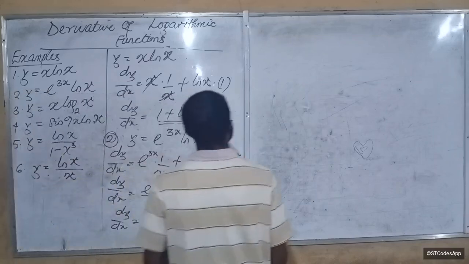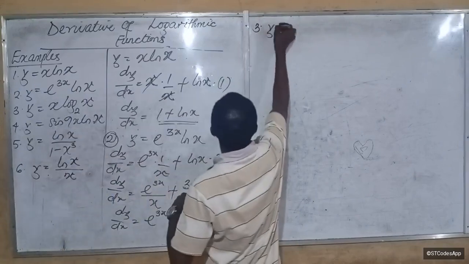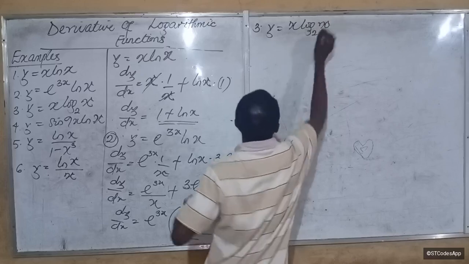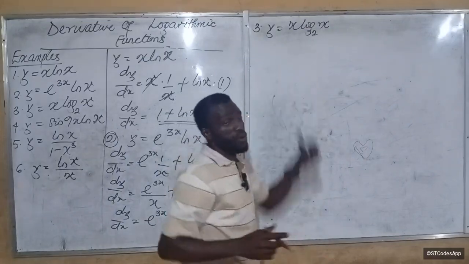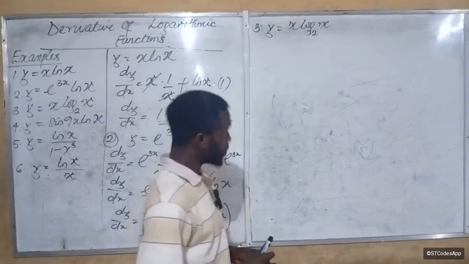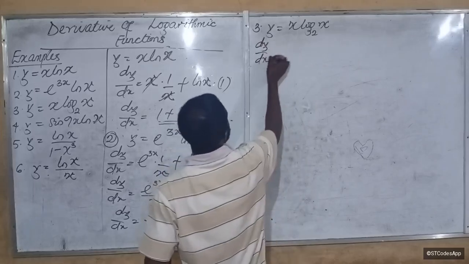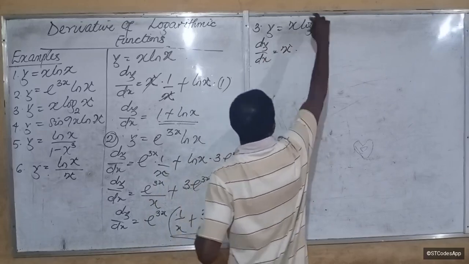Then number 3 is y equals x times log to base 2 of x. Now we don't have a natural log here, we have log to a particular base. So dy dx will be equal to, we hold this x and we differentiate this.